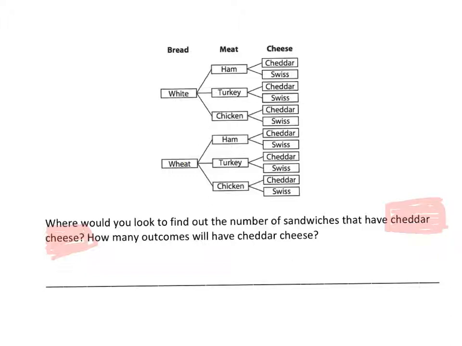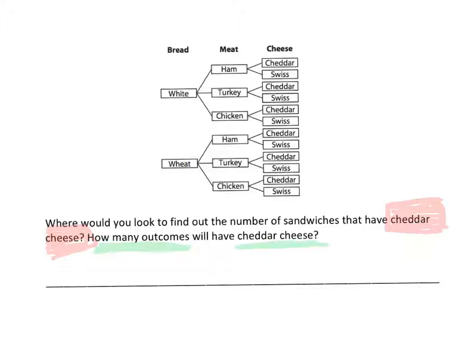And the way I would know, in your tree diagram, the spot you're going to go look for is underneath cheese. This is where I would look. I would look in this column under that category. The second part of the question that actually wants us to do something says how many outcomes would have cheddar cheese? How many outcomes will have cheddar cheese?